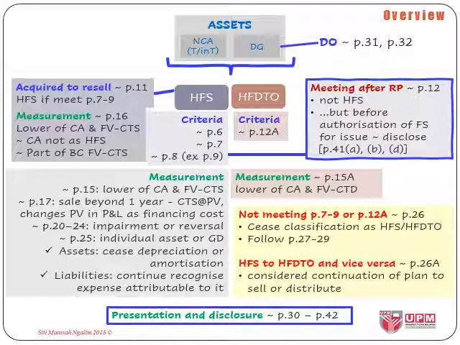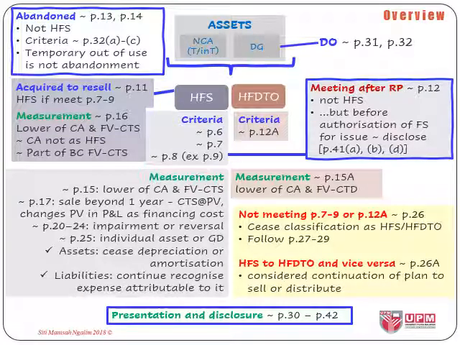And finally, there is also a situation where assets are being abandoned by companies. Such is not considered as held for sale and must fulfill criteria under paragraph 32A to C. The standard also emphasized that assets that are temporarily out of use are not considered as abandoned.